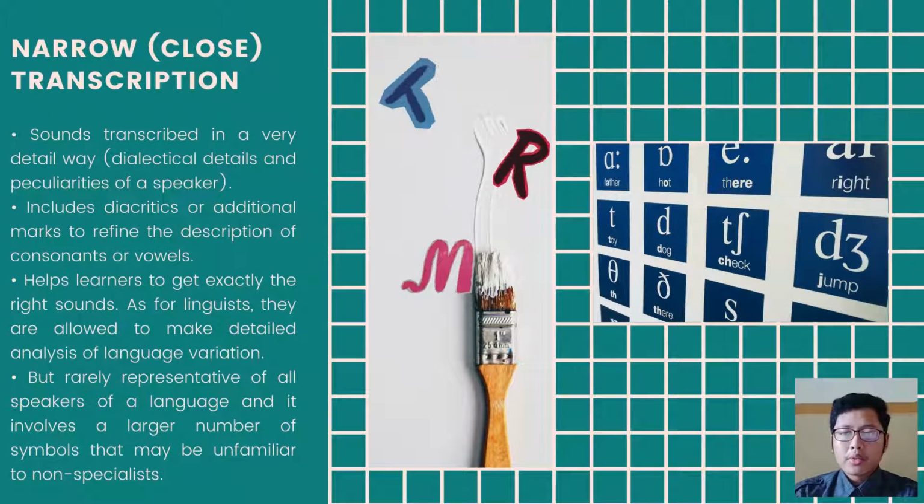The first one is narrow or close transcription. It is sounds transcribed in a very detailed way, including dialectal details and peculiarities of a speaker. It includes diacritics or additional marks to refine the description of consonants or vowels. It also helps learners to get exactly the right sounds. As for linguists, they are allowed to make detailed analysis of language variation, but it is rarely representative of all speakers of a language, and it involves a larger number of symbols that may be unfamiliar to non-specialists.